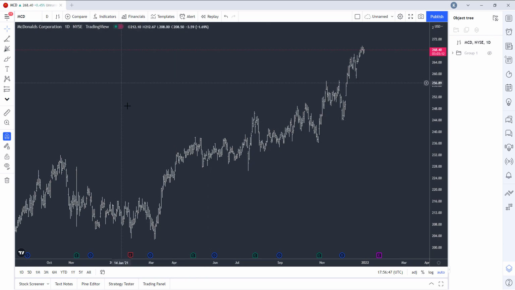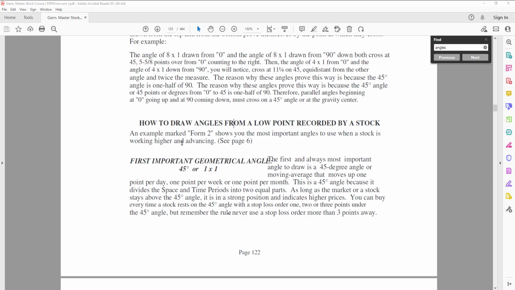So first let's get to the book. So here I have opened up the Master Stock Course by W.D. Gann, and this is page 122, how to draw angles from a low point recorded by stock. This is a place where the instruction is given on how to draw these angles.